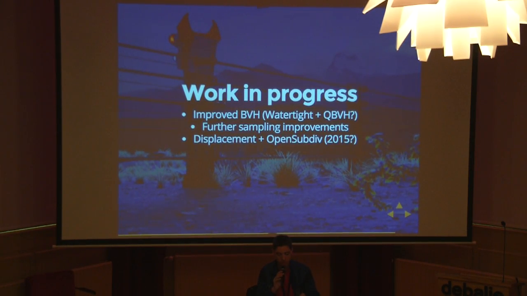Another thing that we can look into is a better, improved QBVH. You actually have four leaves in the BVH structure, which should improve the performance of the rendering a bit. But these things are pretty tricky, and we still have to check how much performance we can gain and which particular algorithms we are going to use.